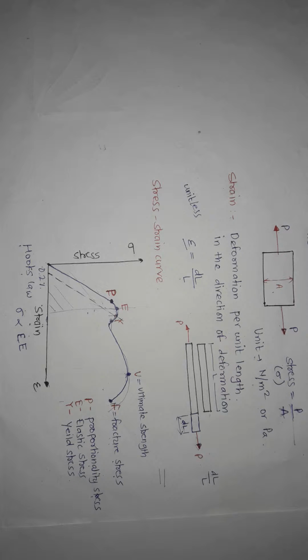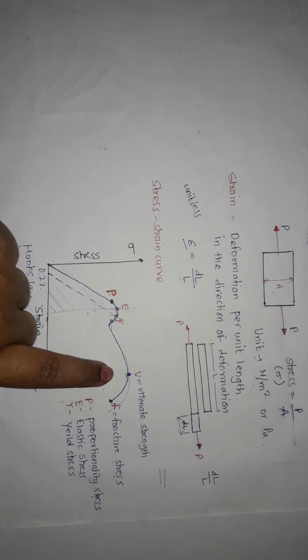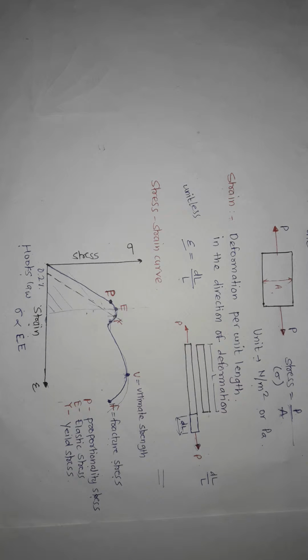Next is ultimate stress. It is the highest stress observed in the material during the deformation. This region is called the strain hardening region. From Y to U, it is the strain hardening region.